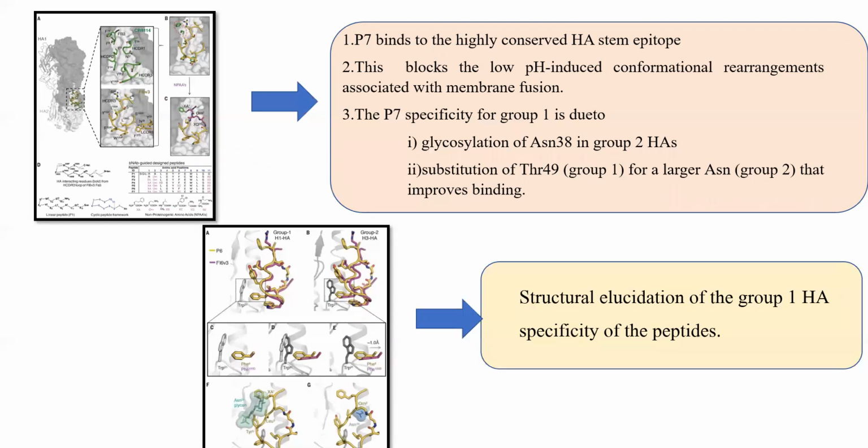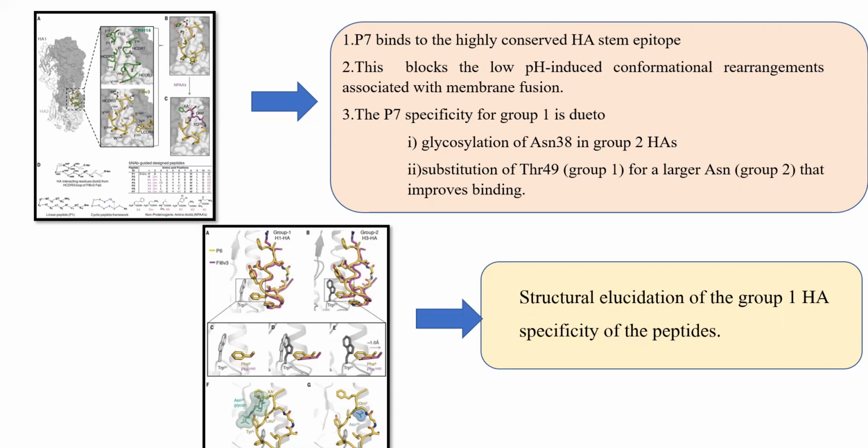P7 literally binds to the HA stem epitope. So this is where it hits the key point, the climax, where it blocks the low pH, the acidic pH, which is the prime factor that causes the conformational rearrangements, followed by membrane fusion, followed by replication. So this is the first step in which the P7 cyclic peptide combats: it combats the low pH induced conformational rearrangements first. It blocks that entire process by its specificity, by binding to the highly conserved HA stem epitope.